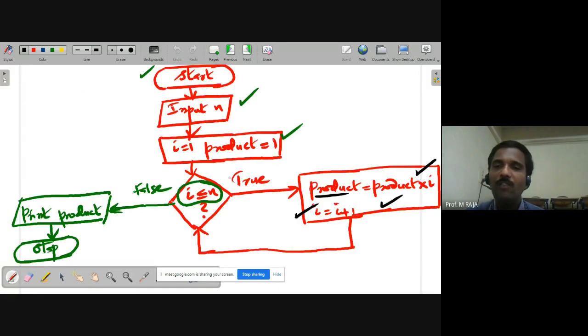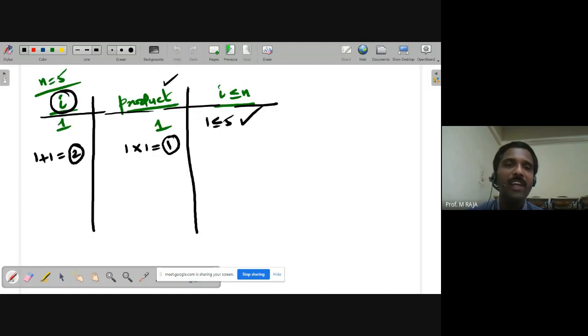Hope you understand. After this, control goes to check if I is less than or equal to n. Conditional test. Now I less than or equal to n means current I is 2, 2 less than or equal to 5, condition is true. If the condition is true, product is updated: current value 1 is multiplied with current I, 2. 1 into 2 is equal to 2.